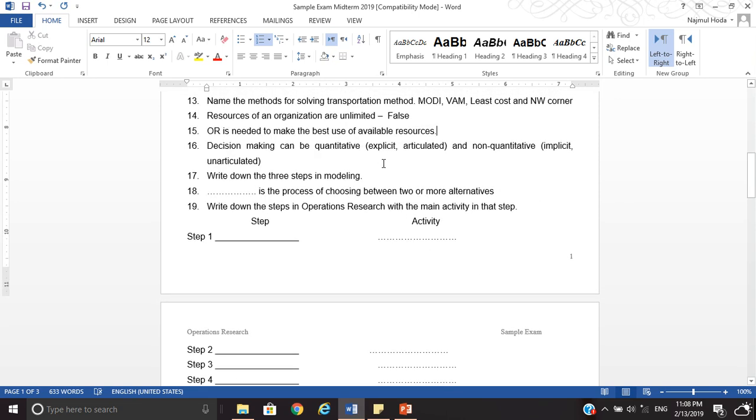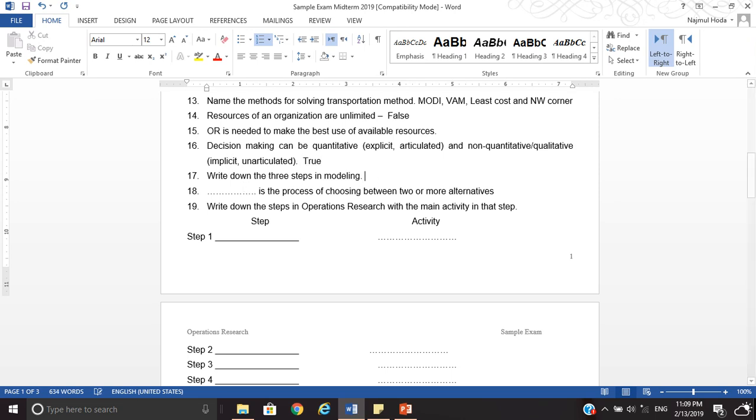Decision making can be quantitative and non-quantitative. Let's look inside. It's true or false. Explicit, articulated, and non-quantitative or qualitative. You can also have another word for this so that you don't get confused in the exam. It's implicit and unarticulated. So the answer is true.